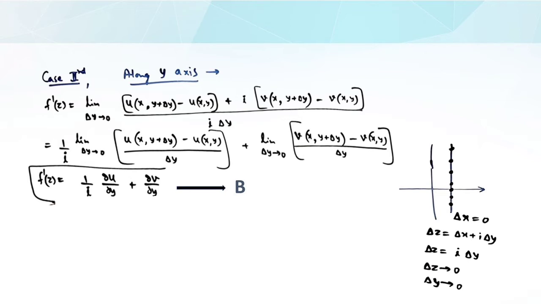we have [u(x, y + delta y) minus u(x, y) plus the imaginary part i times (v(x, y + delta y) minus v(x, y))] upon i delta y. This further equates to 1 upon i, limit delta y tends to 0 of [u(x, y + delta y) minus u(x, y)] upon delta y plus limit delta y tends to 0 of [v(x, y + delta y) minus v(x, y)] by delta y.